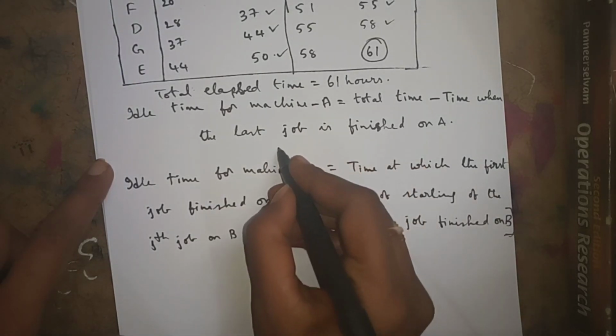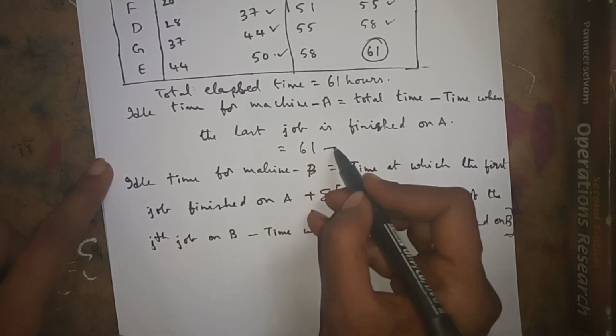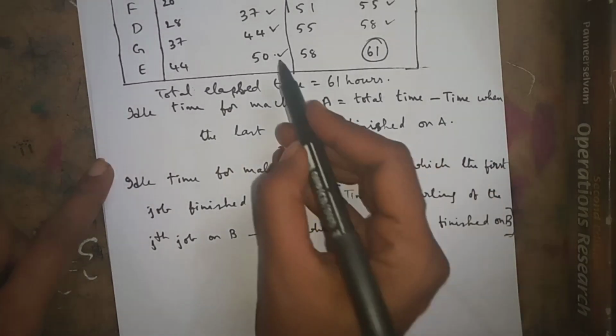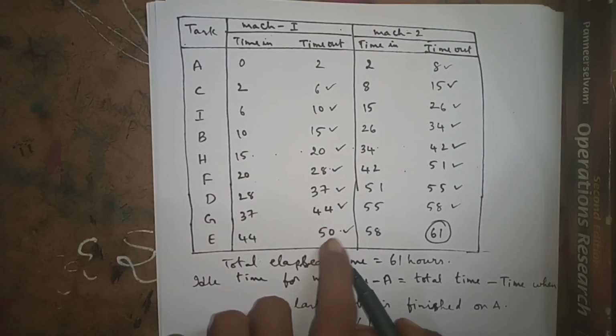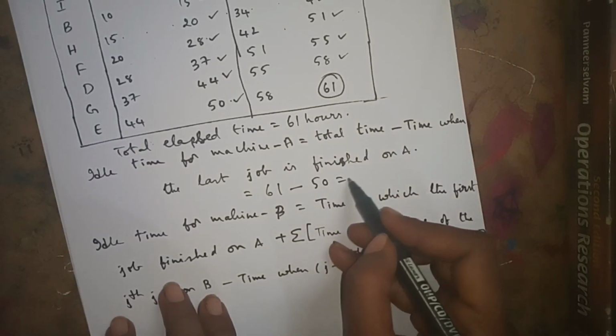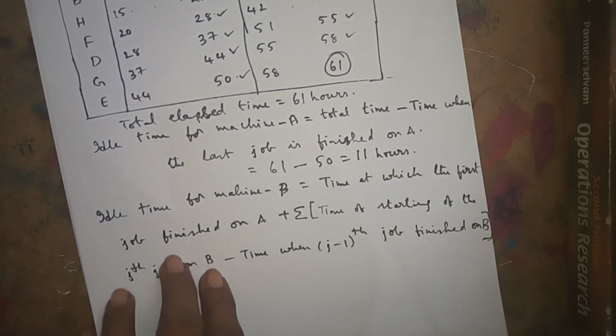Idle time for machine A or machine 1 is equal to total time 61 minus the time when the last job is finished on A. Last job finished on A, or machine A, is 50. 61 minus 50 is equal to 11 hours.